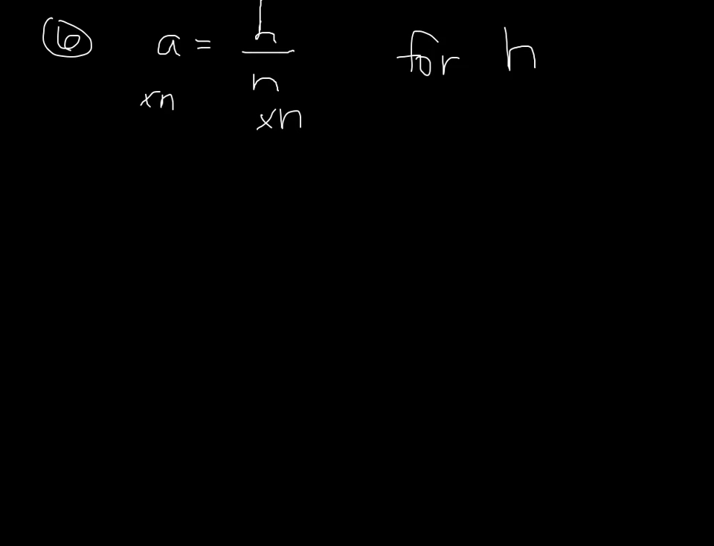Okay, so number 6 says A equals H over N. Oh god, that looks like an H, sorry. H over N, and even on my notebook, it looks a little iffy. We got H over N, and we want to solve for H. I wish they would have said for N. So we just got to get rid of N, so we're going to multiply by N. A times N would be AN equals H.